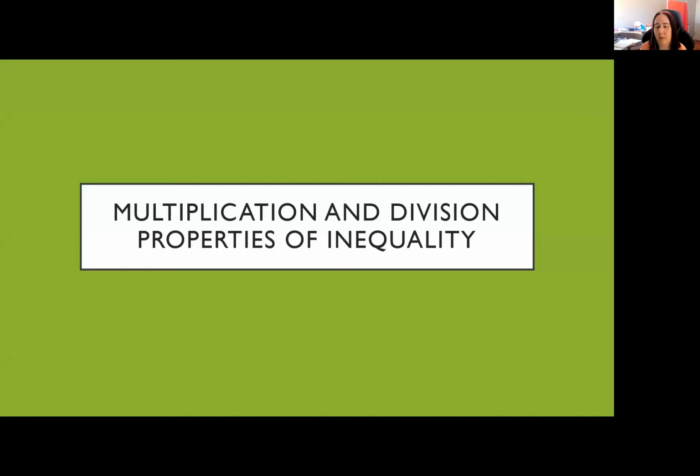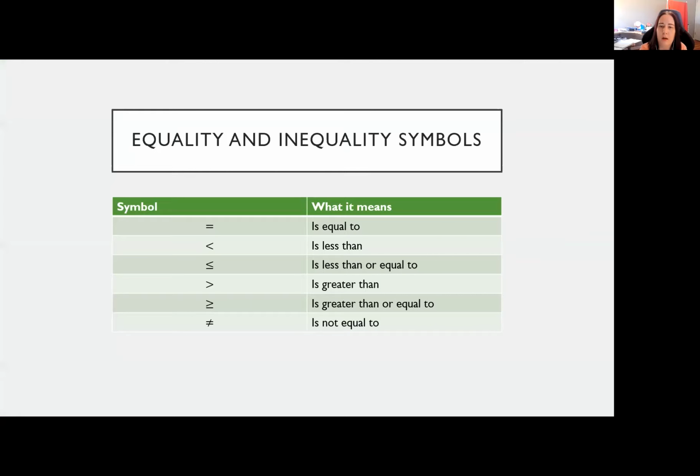Okay, so today I'm going over the multiplication and division properties of inequalities. Before we start, we need to understand the different inequality symbols. We've got the equation, which is an equality symbol because it says things are equal. And the rest of these are inequalities, which means basically not equal.